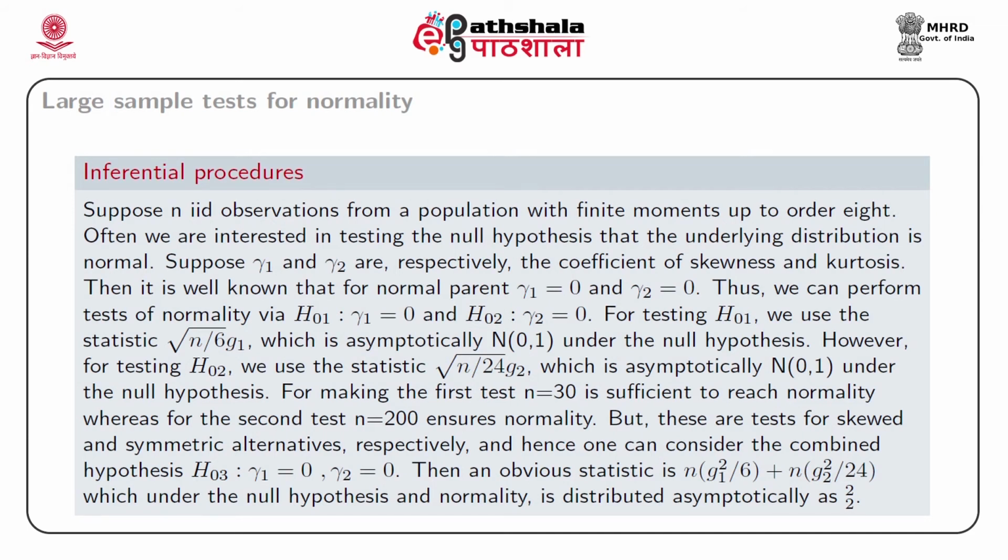For making the first test, n equal to 30 is sufficient to reach normality, whereas for the second test n equal to 200 ensures normality. But these are tests for skewed and symmetric alternatives, and hence one can consider the combined hypothesis, that is the joint hypothesis that gamma 1 equal to 0 and gamma 2 equal to 0. Then an obvious statistic is n times g1 square divided by 6 plus n times g2 square divided by 24, which under the null hypothesis is distributed asymptotically as a chi-square distribution with 2 degrees of freedom.